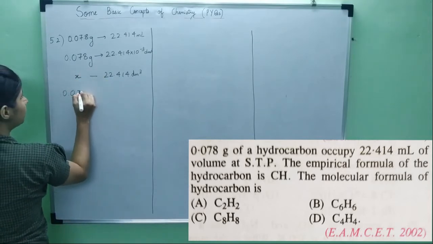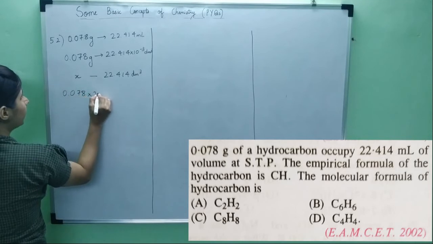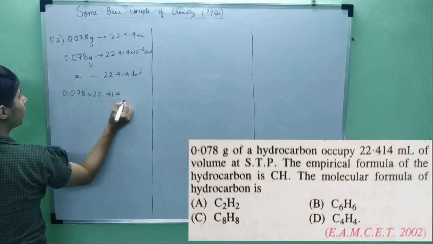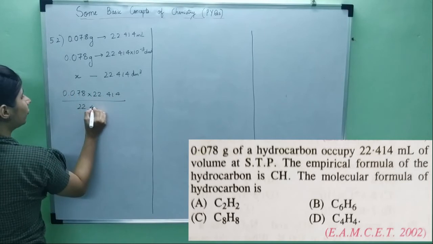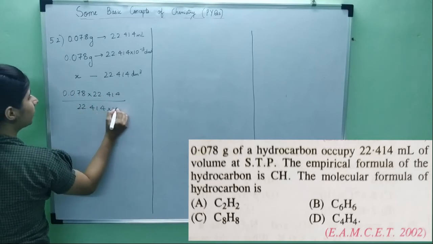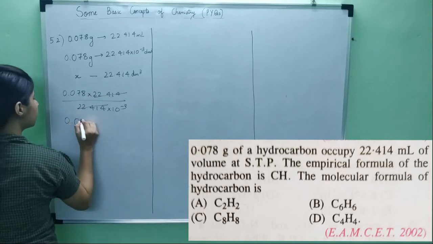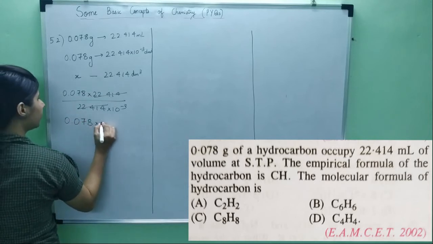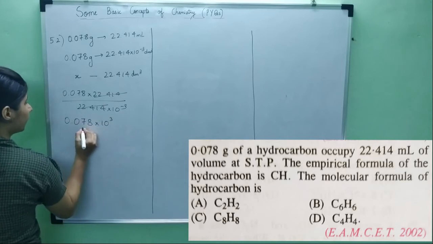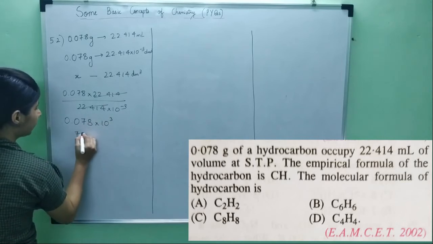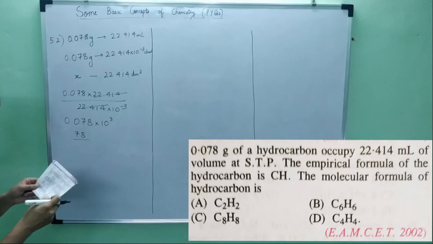So 0.078 into 22.414 upon 22.414 into 10 to the power minus 3. So these will get cancelled. So this becomes 0.078 into 10 to the power 3. So if I multiply this 3, this becomes 78. So I know that the molar mass is 78.